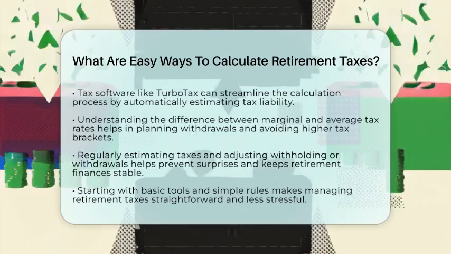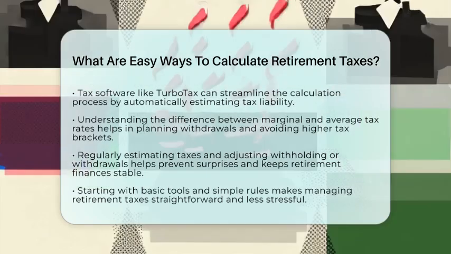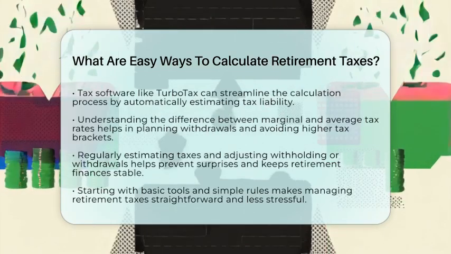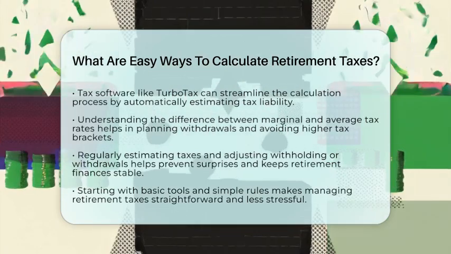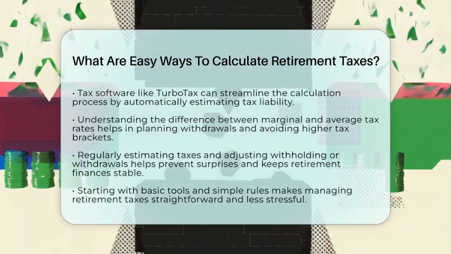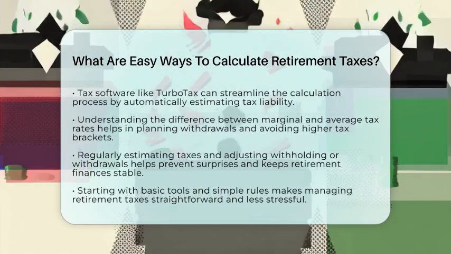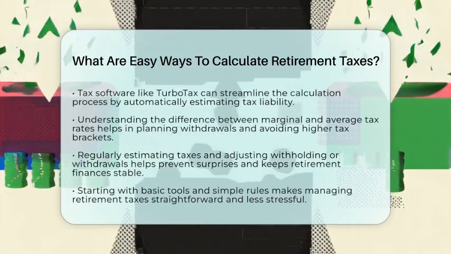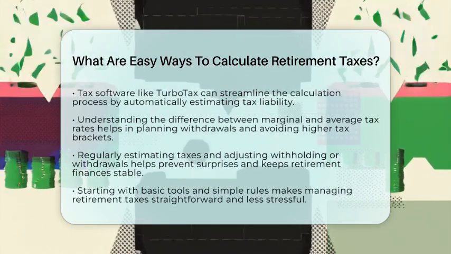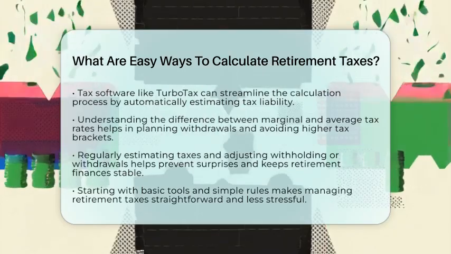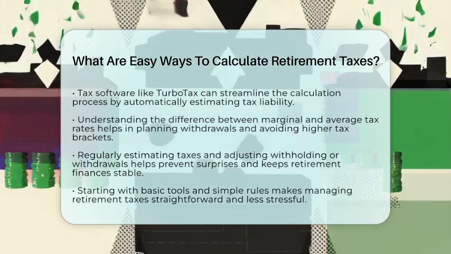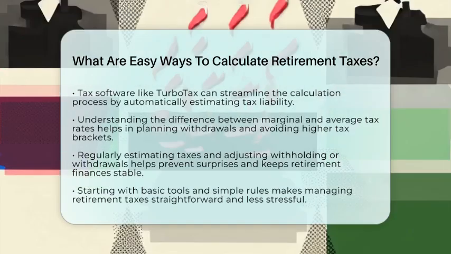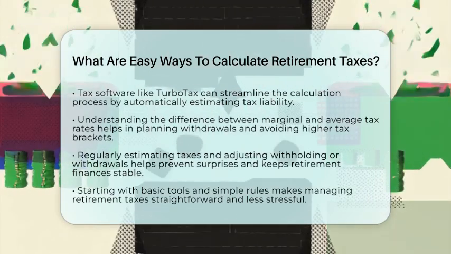Understanding the difference between your marginal and average tax rates can also help you plan better. Your marginal tax rate is the rate on your last dollar of income, while your average rate is your total tax divided by your total income. For example, withdrawing money from an individual retirement account might push you into a higher tax bracket, increasing the tax on additional income.